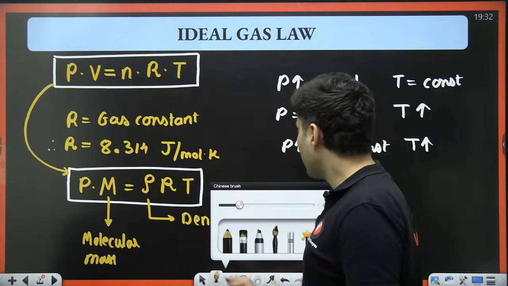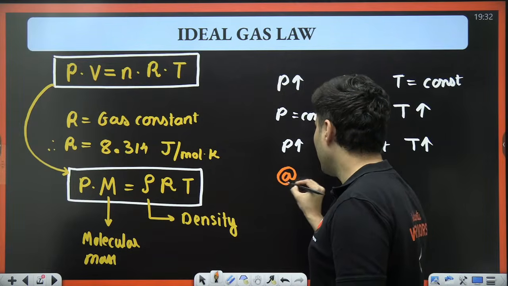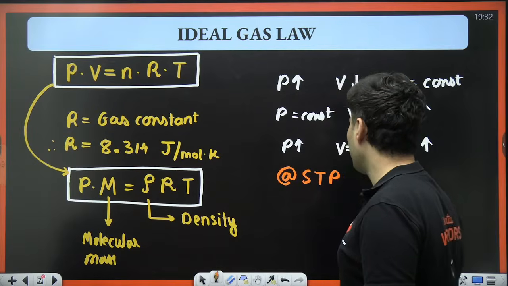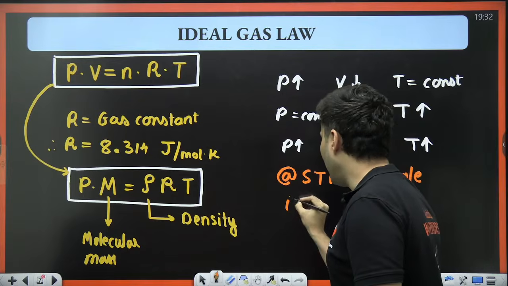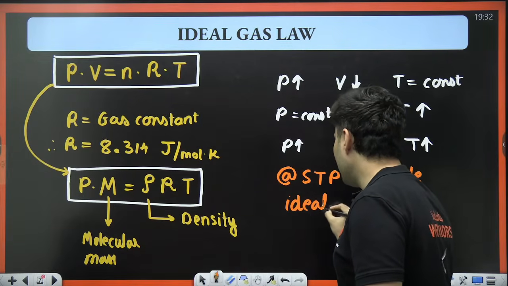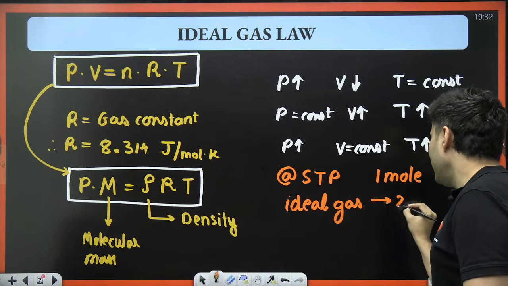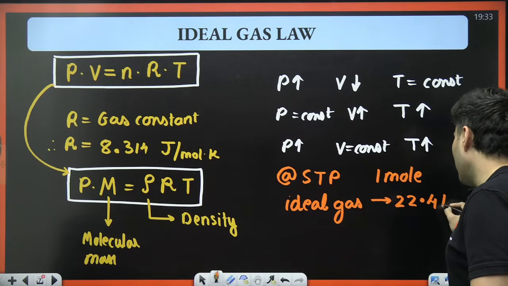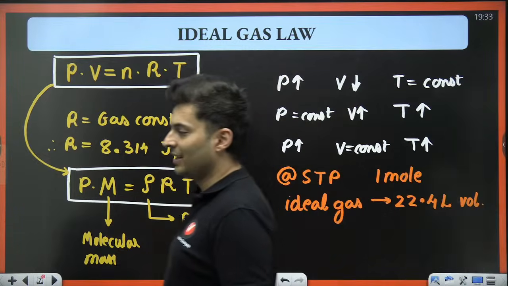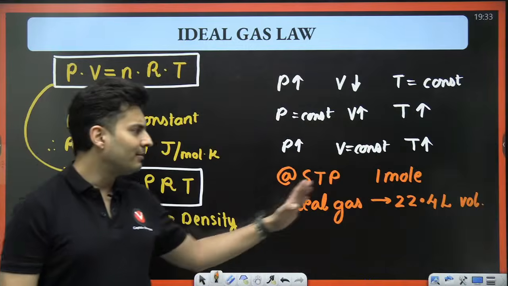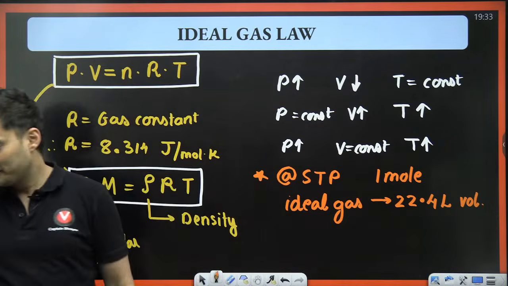One more thing with regard to ideal gas which you should know is that at standard temperature and pressure, 1 mole of an ideal gas occupies 22.4 liters of volume. Keep this in mind. Very important data which you should know in general.